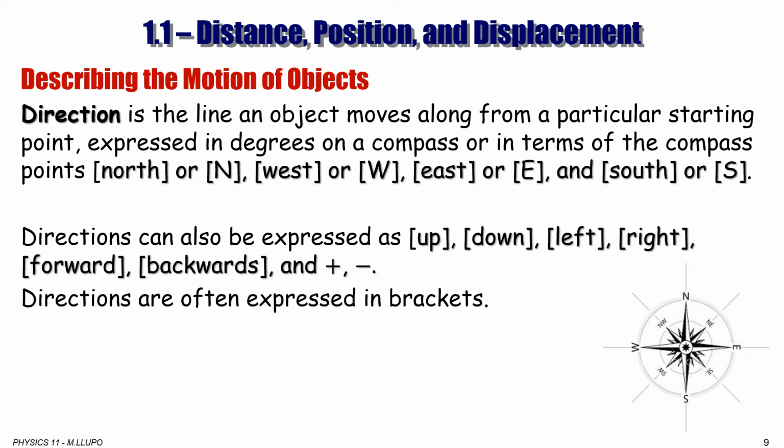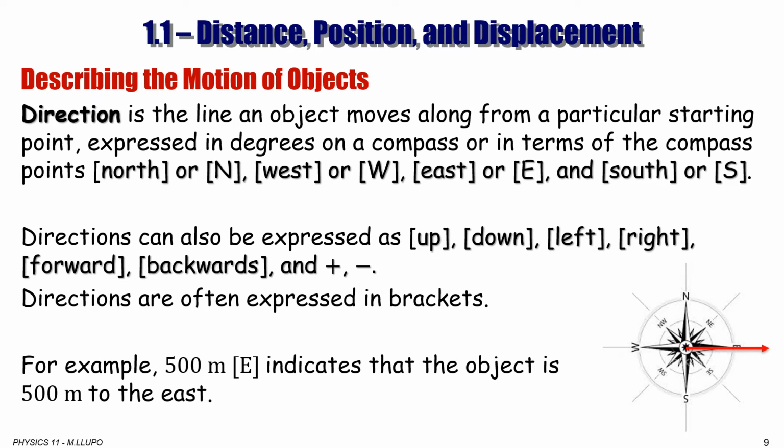Directions are often expressed in square brackets, and we're going to use square brackets all the time. For example, we can express 500 meters [east], which indicates that the object is moving 500 meters toward the east direction. Take a look at that compass there. There's a red arrow, which is a vector pointing toward east. The length of the vector has to be proportional to its magnitude, and we already talked about it in the previous slides.